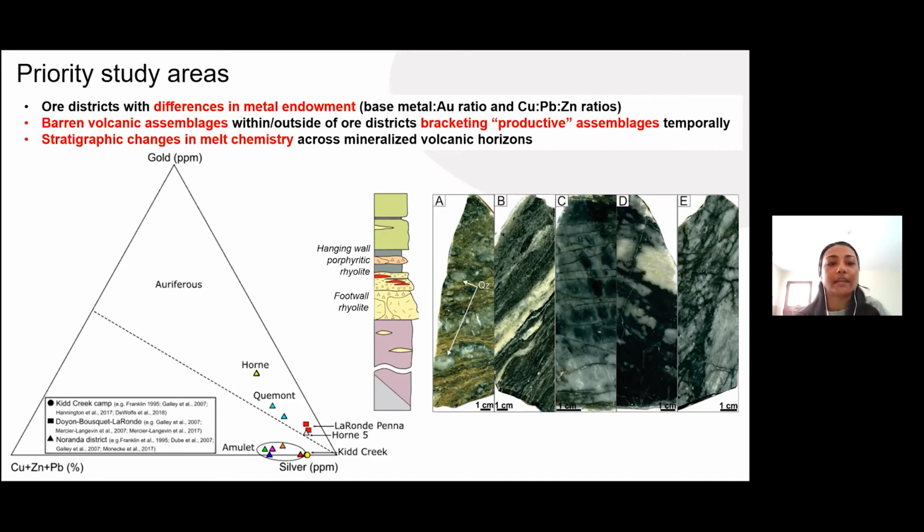And within these volcanic assemblages, we are looking at lithologies throughout the stratigraphy so that we can understand stratigraphic changes in the melt chemistry across the mineralized volcanic horizons. So for example, in the Kidd Creek district, we have lithologies from the footwall, the ore body host, as well as the hanging wall, and these represent the pre, syn, and post ore volcanic units. Next slide, please.